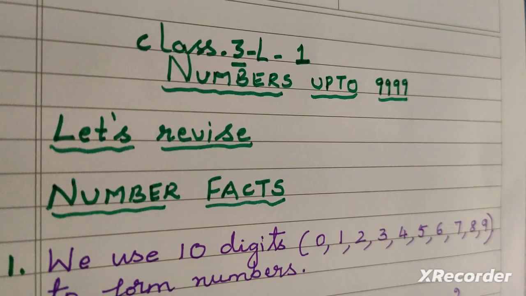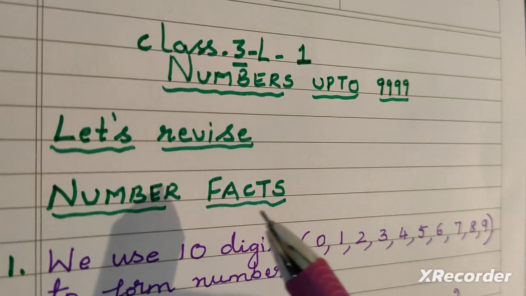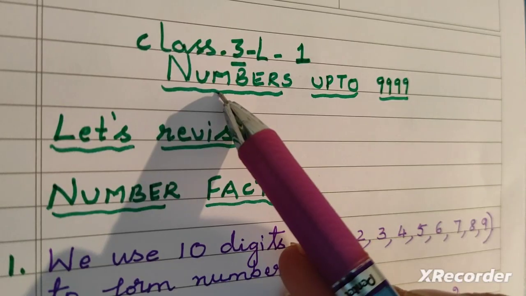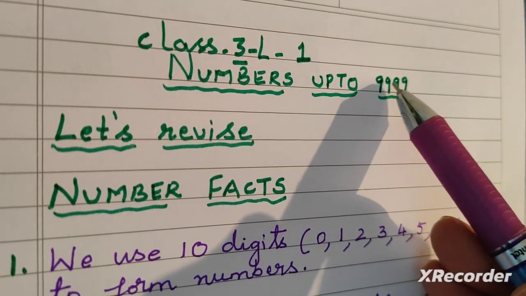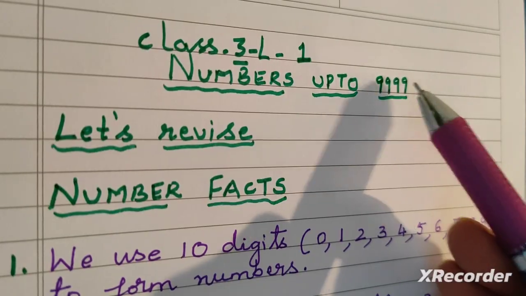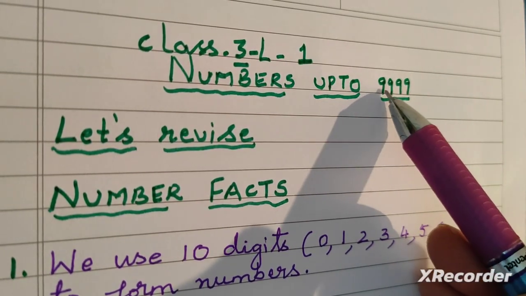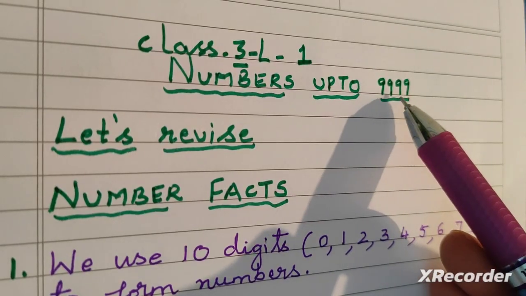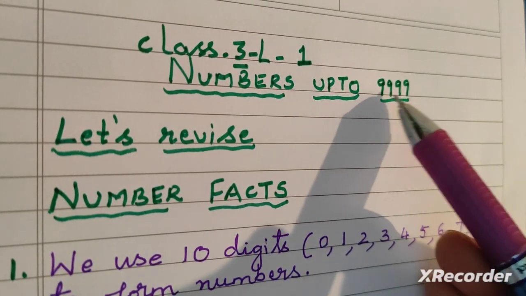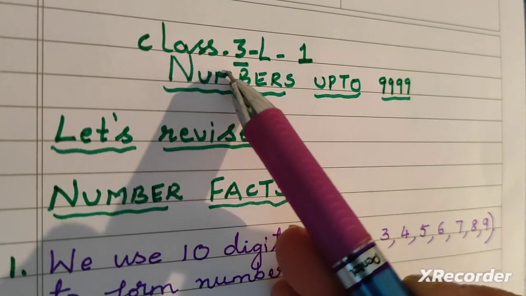Hello, good evening. Today I would like to take up the numbers up to 9999. So, how many digits are here? 1, 2, 3, 4. 4-digit numbers. We are going to learn about 4-digit numbers. This is for class 3.